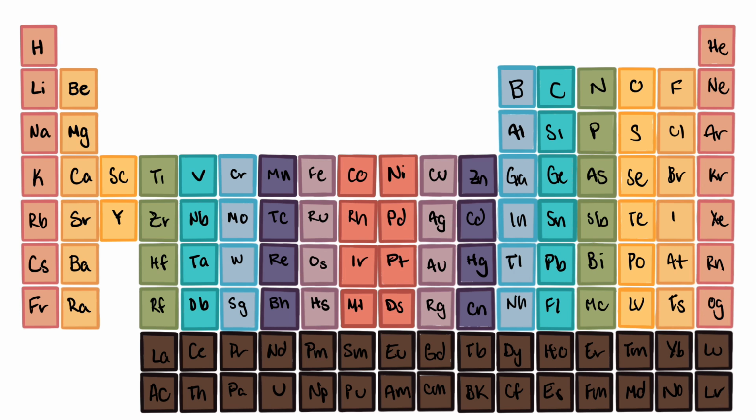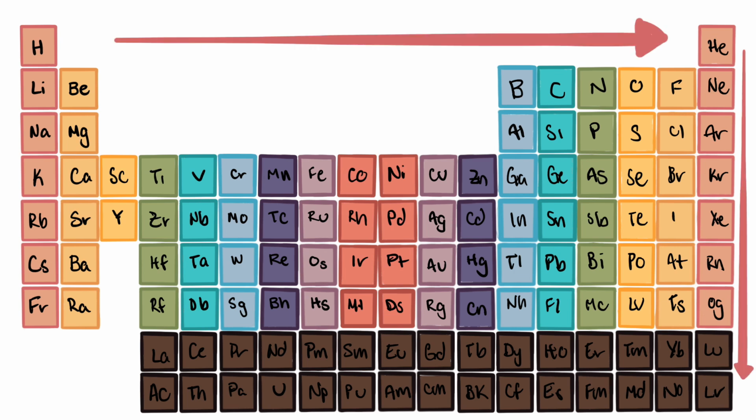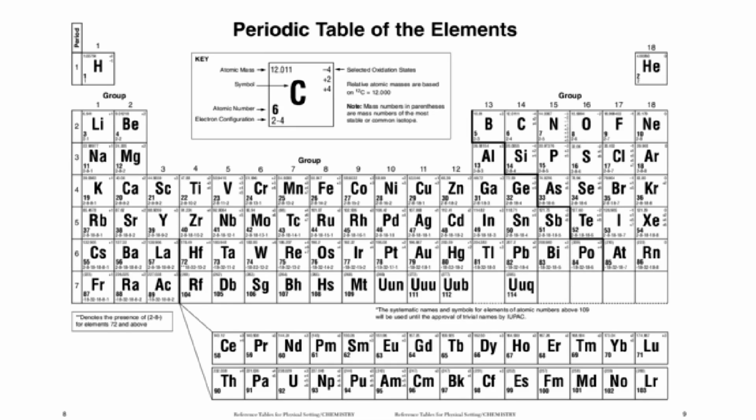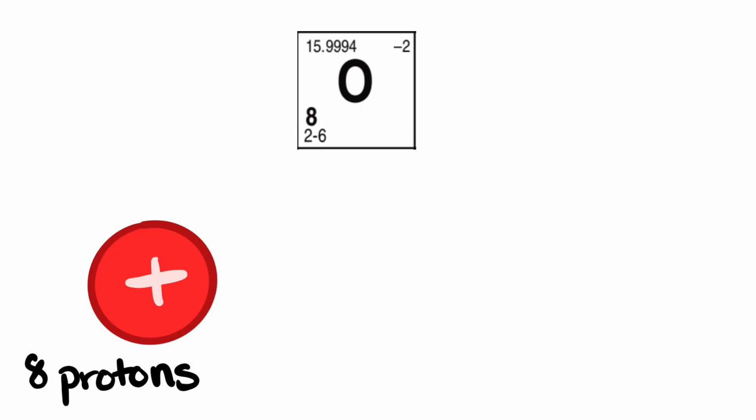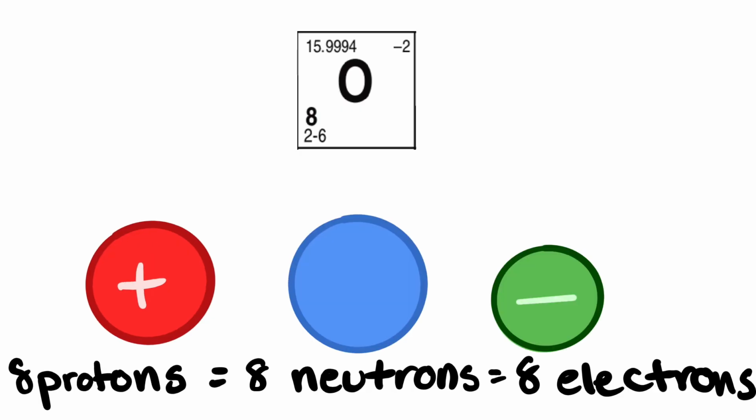To find out how many protons an element has, you can look on the periodic table. The periodic table increases in proton number from left to right and from top to bottom. For example, this is the New York State Chemistry Regents Reference Table. The proton number is listed in the bottom left corner. Oxygen has 8 protons, meaning it has 8 neutrons and 8 electrons.